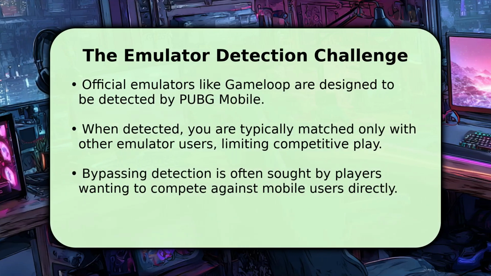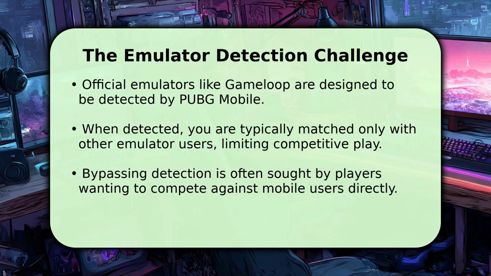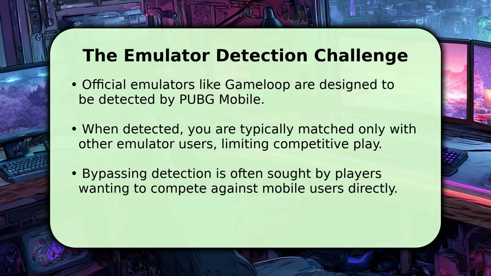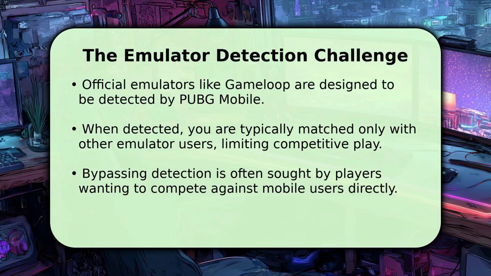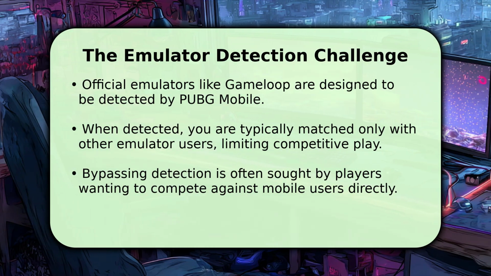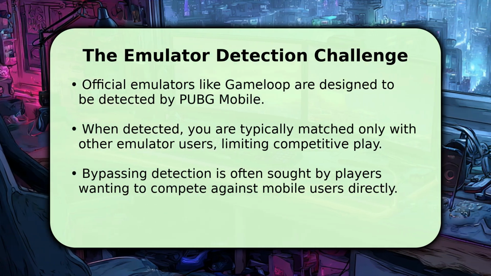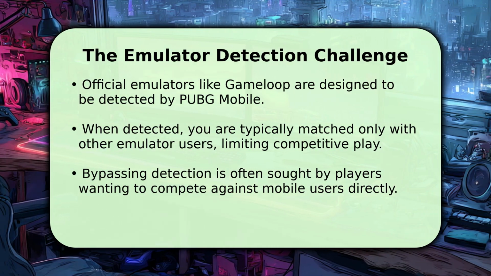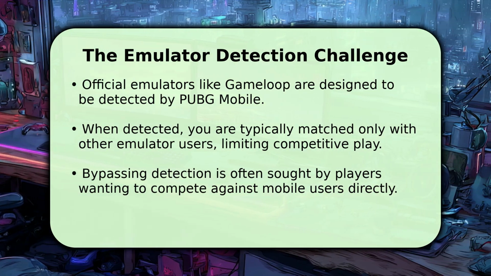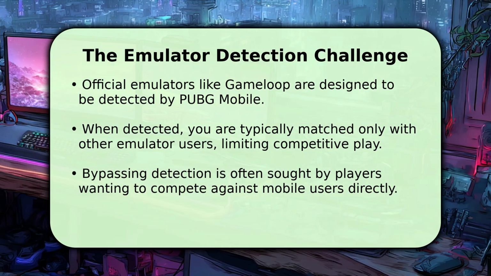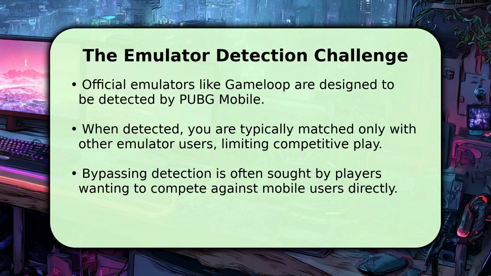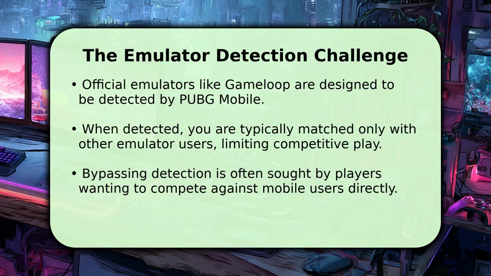You see, when you use an official emulator, PUBG Mobile's system knows, and it puts you into a different matchmaking pool. This means you are only playing against other players who are also using an emulator, which can change the game dynamic. Many players want to avoid this, hoping to play on PC while being seen as a mobile user to open up the broader player base for matches.